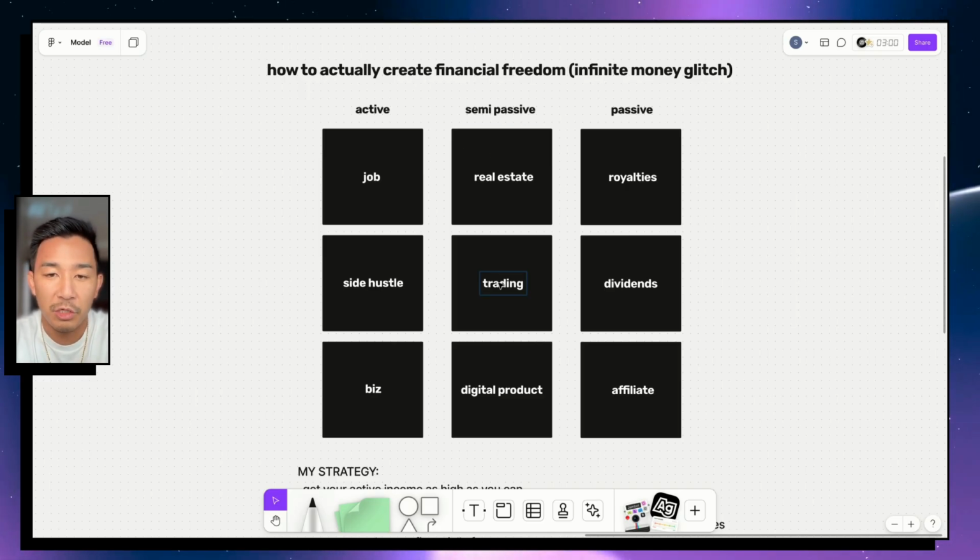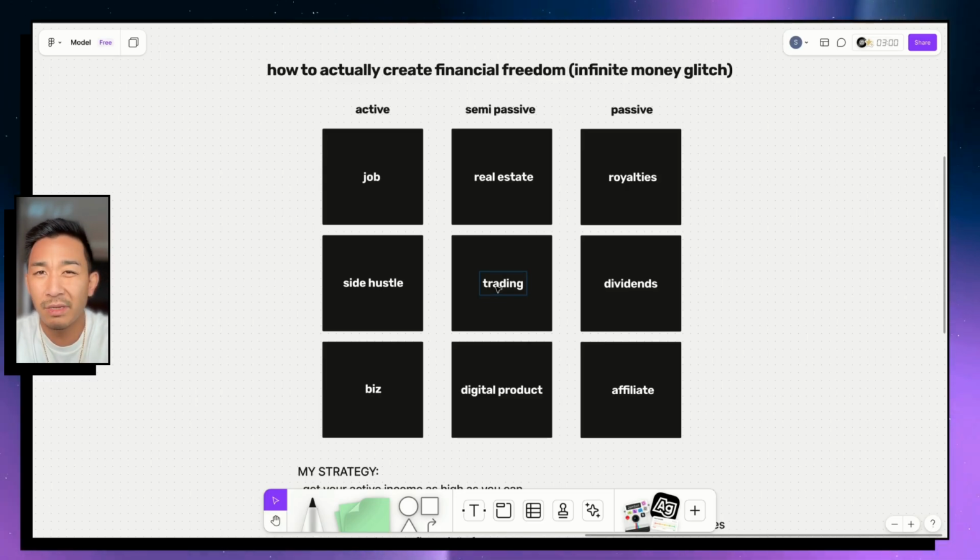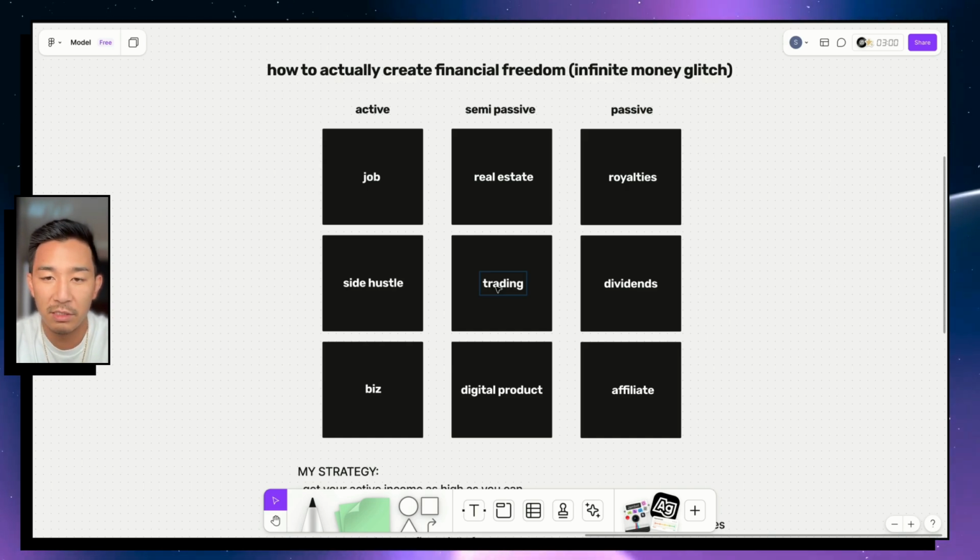There's trading, right? Stock trading, Forex trading. I don't know too much about that because I've never been a trader. But with trading, at least the traders that I know, they're not working all day. They're typically setting some trades up, but they still have to monitor it. They still have to pay attention and put some hours into it.